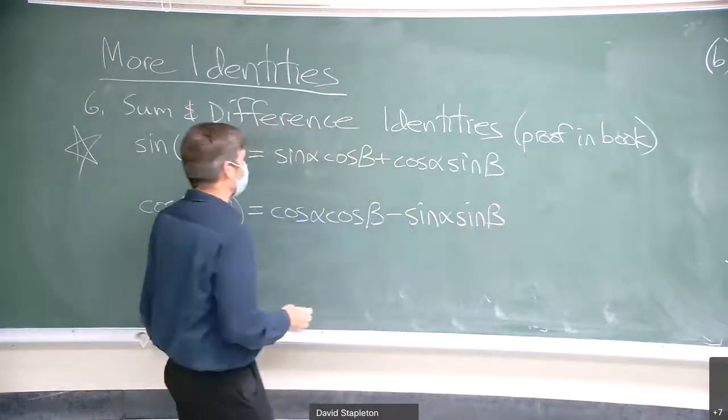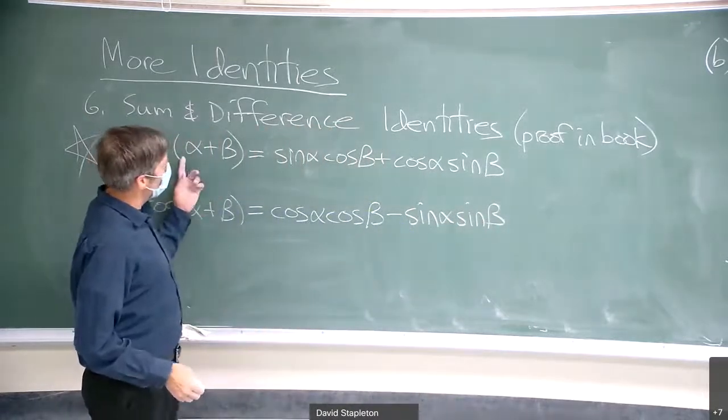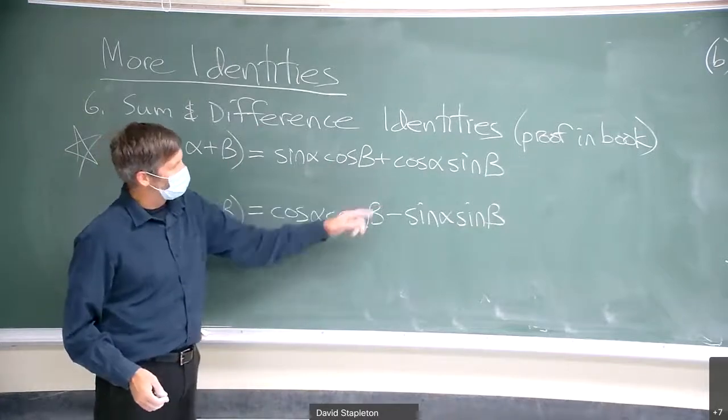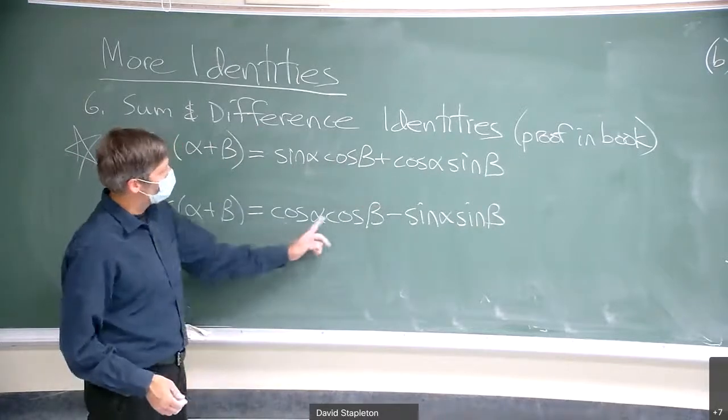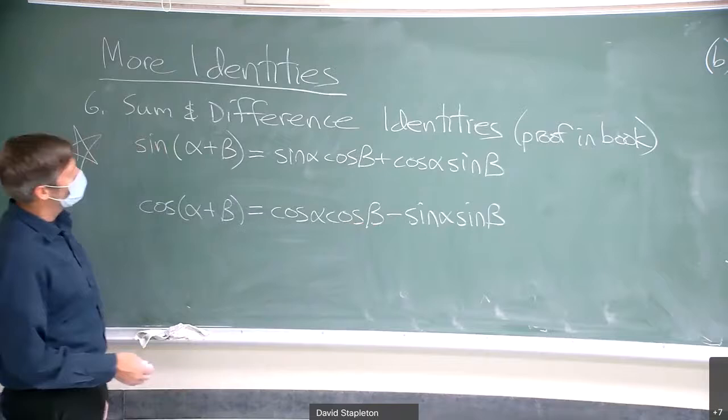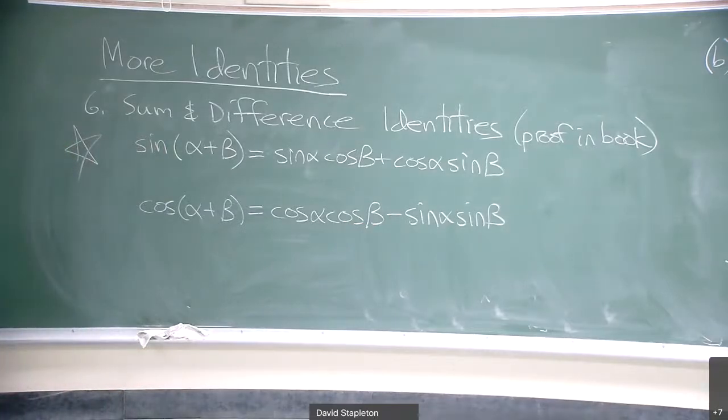So that's how we usually say that to memorize it. Sine of the sum is sine cosine plus cosine sine. Cosine of the sum is cosine cosine minus sine sine. Putting the angles in the same order, alpha beta and alpha beta. All right. Those two actually encompass also the difference identities.